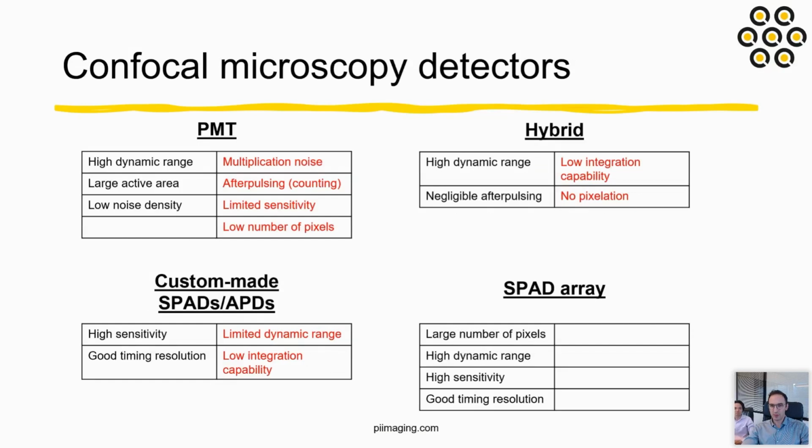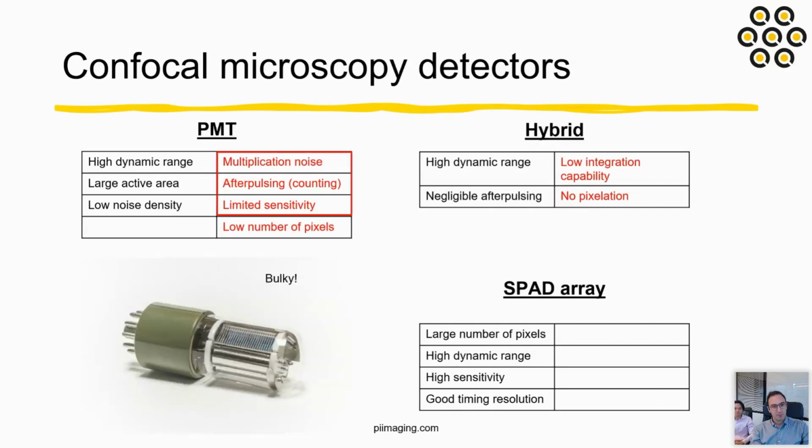SPAD arrays offer really high sensitivity, not only high peak sensitivity, but also, in contrast to PMTs and hybrid detectors, a very wide spectral detection range. And then in conjunction with the large number of pixels, we offer high dynamic range and great timing resolution. Not to mention that, of course, PMTs are bulky compared to SPAD arrays, which are sized in the millimeter range.